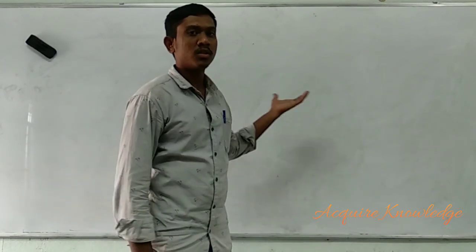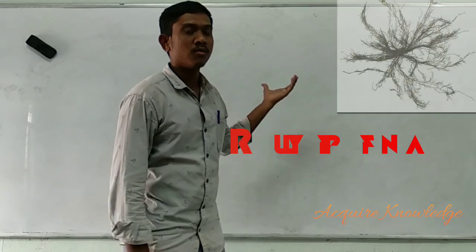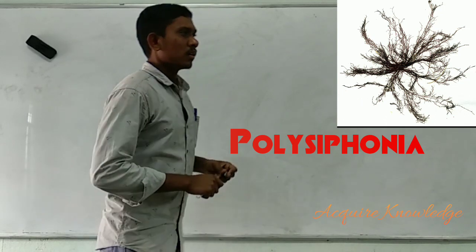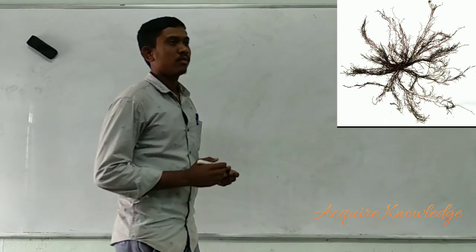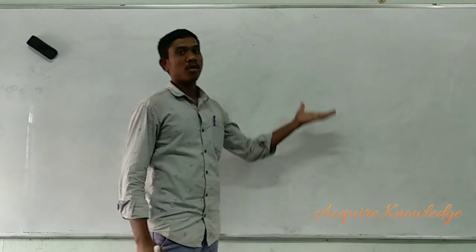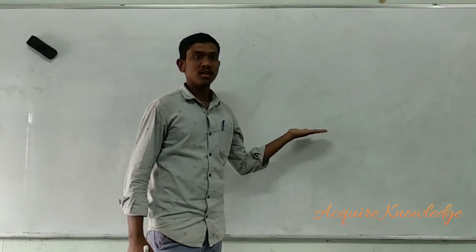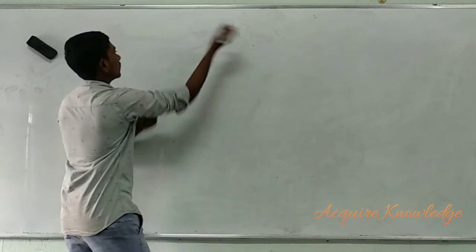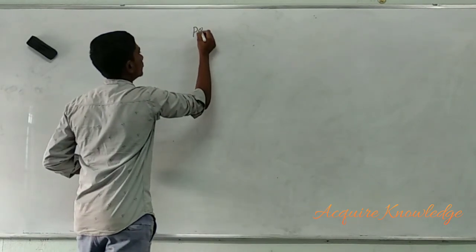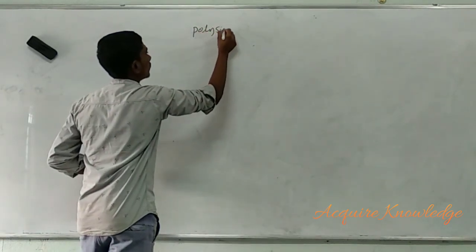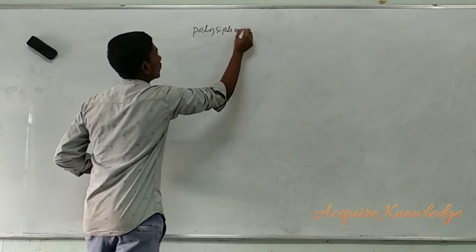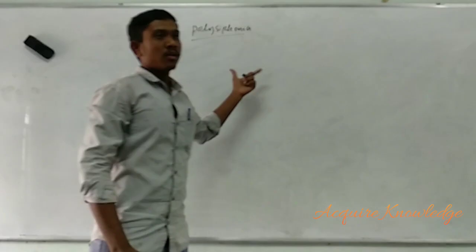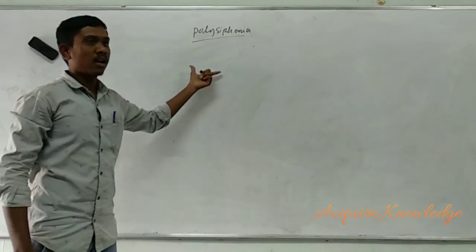Today we will discuss Polysiphonia, which belongs to the class Rhodophyceae. This is a red alga. We will discuss the external morphology of this plant Polysiphonia in this session. Polysiphonia belongs to the red algae.